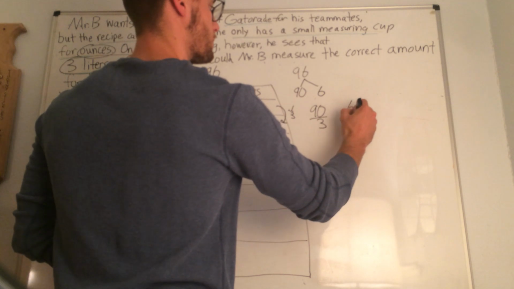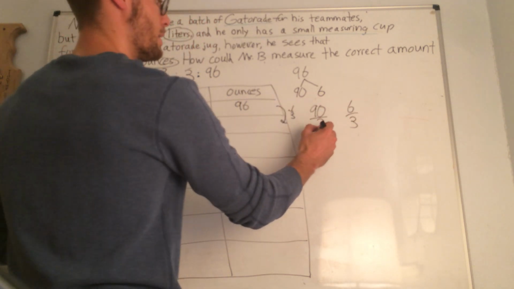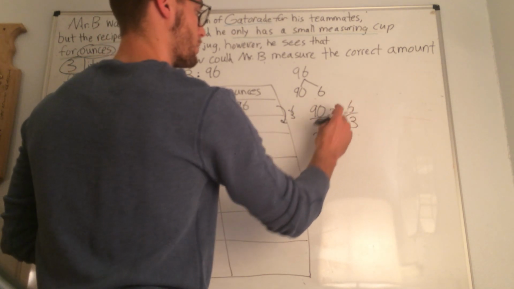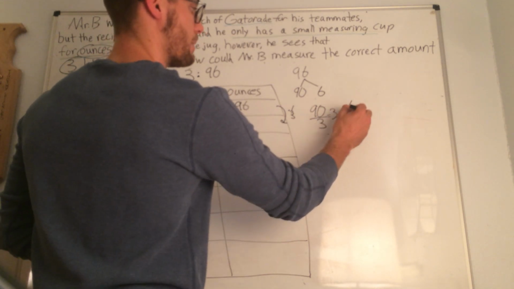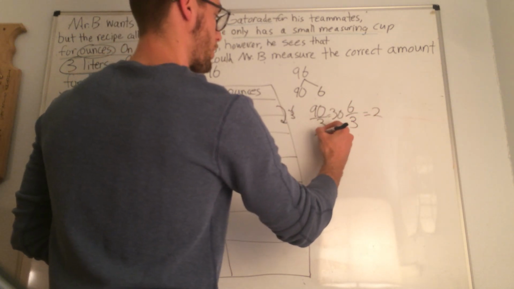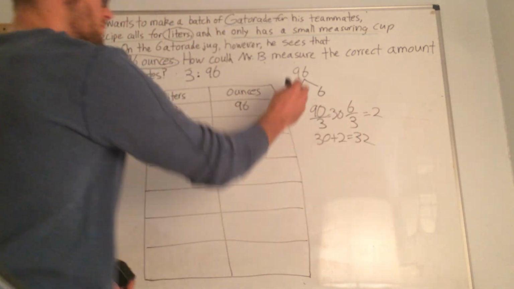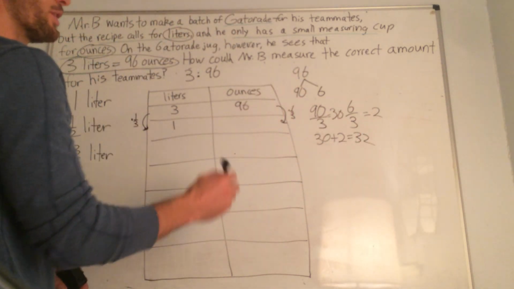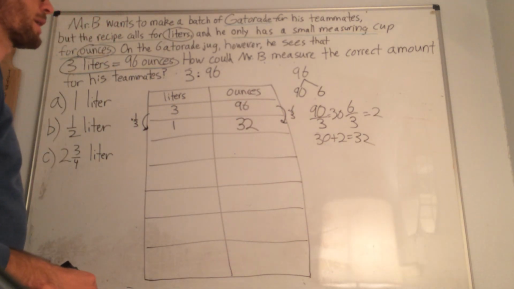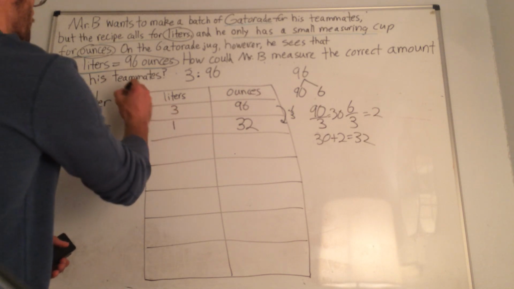So now instead of doing 96 times 1/3, I'm doing 90 and 6. So 90 divided by 3, 90 times 1/3 gives me 30. And 6 divided by 3, 6 times 1/3 equals 2. 30 plus 2 equals 32. So 96 times 1/3 equals 32. Great. So we've solved this. We've solved for 1 liter. We know that it is 32 ounces.